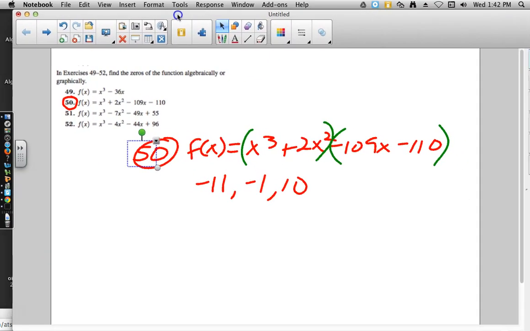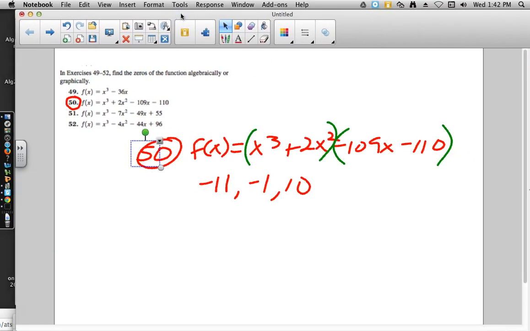So again, we'd love to do that by factoring if we could, but this was not factoring by grouping, and that's the only way we know how to factor yet. So there's number 50.